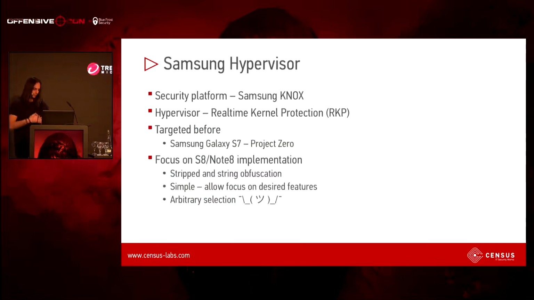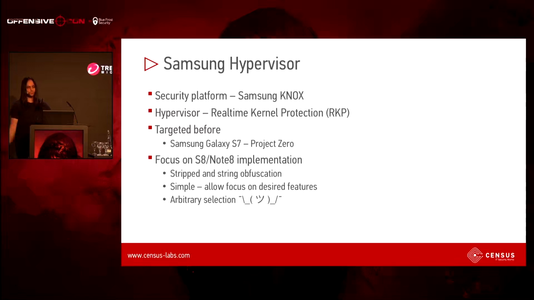Samsung has implemented a security platform, which most of you might know is called Samsung Knox. As part of this implementation, they have a proprietary hypervisor called Runtime Kernel Protection, RKP. RKP has been targeted before. There are various examples. The most notable one is by Project Zero that targeted the Samsung Galaxy S7 RKP implementation.